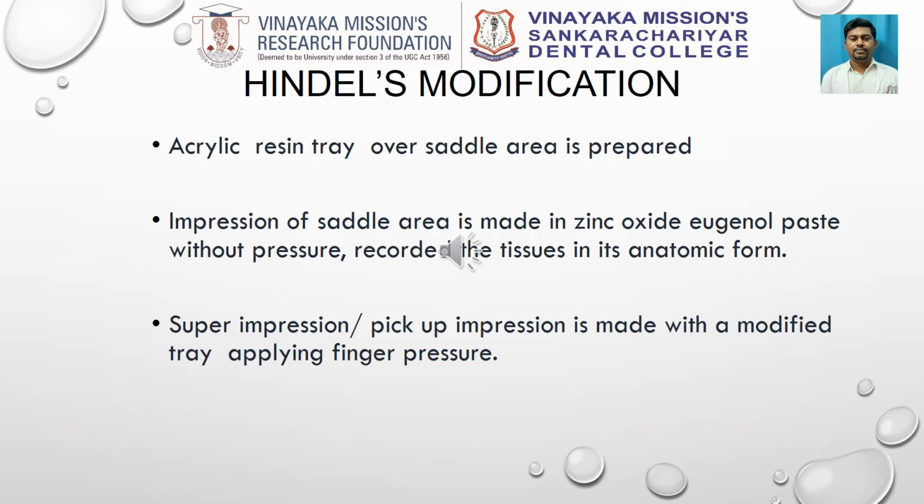Before zinc oxide eugenol, it was powder molded, and it was recorded in its anatomic form, and a superimpression or a pickup impression is made with the help of a modified tray where we are allowed to give more amount of finger pressure.